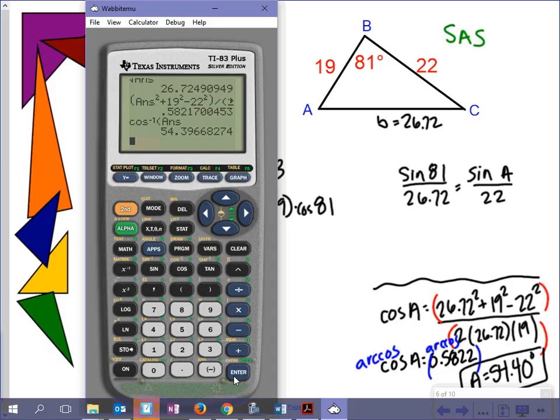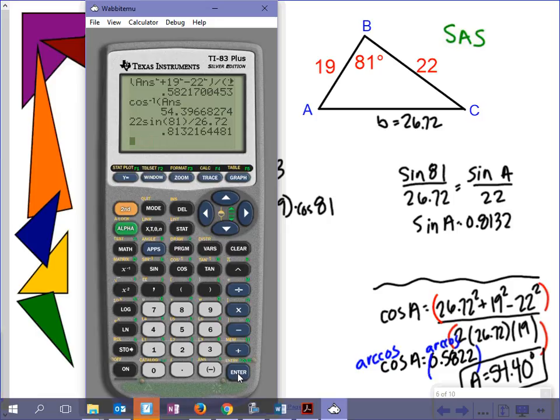Now, if I were to do the law of sines over there, I would have to do cross multiplication, 22 times sine of 81, and then divide. I don't have my answer anymore for 26.72, so I'm going to use the rounded value, 26.72. And so I'd come up with something over here that says the sine of A is equal to 0.8132. And then because this is the law of sines, I've still got to arc sine both sides. So I'm going to arc sine the answer there, and I come up with 54.41.